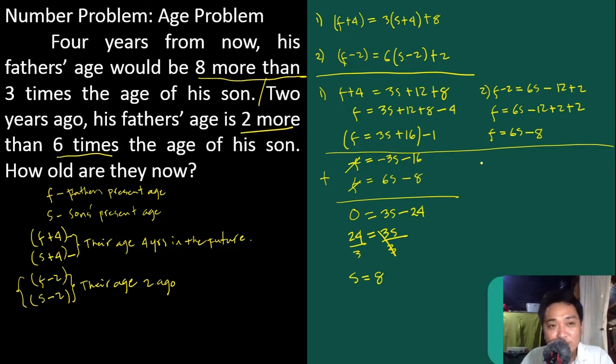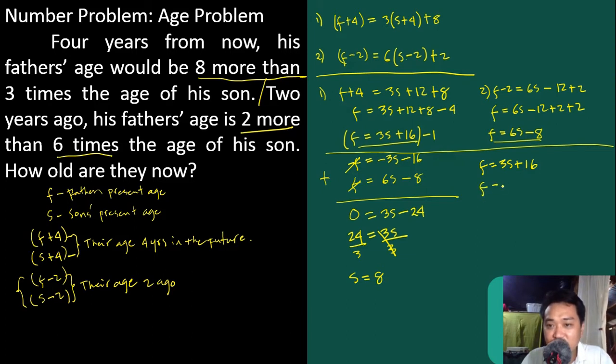How about yung tatay? Again, we can choose either of the linear equations here. We can use this or we can use this to find the father's age. Let us make use of this first equation. F is equivalent to 3s plus 16.